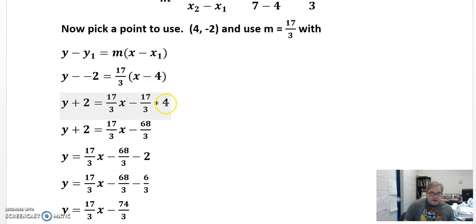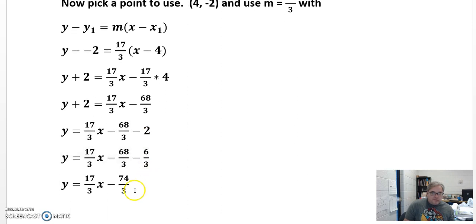I have to take 17 times 4 to get to 68/3. Remember, when you multiply a fraction times a number, you're only multiplying the numerators. I'm going to subtract 2 over. To add or subtract fractions, I have to get a common denominator. So I'm going to take this one times 3 top and bottom. Add it together, and I get y equals 17/3 x minus 74/3.